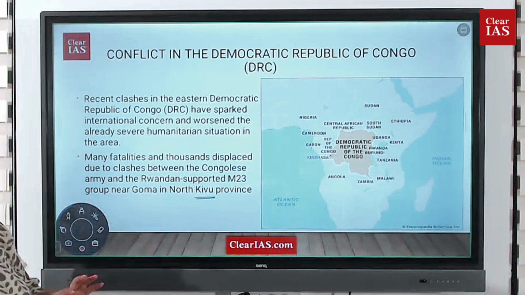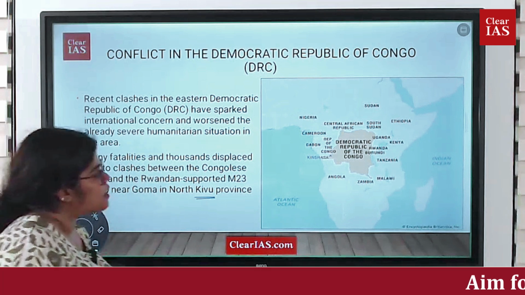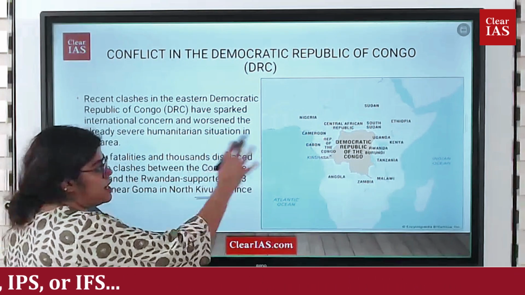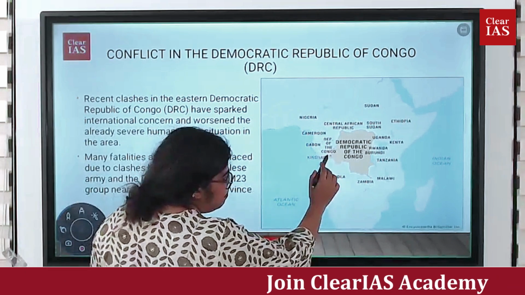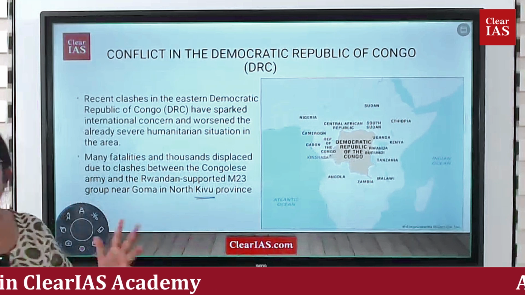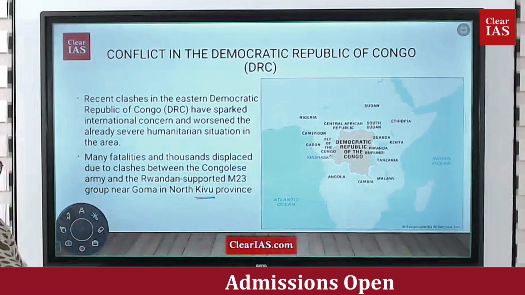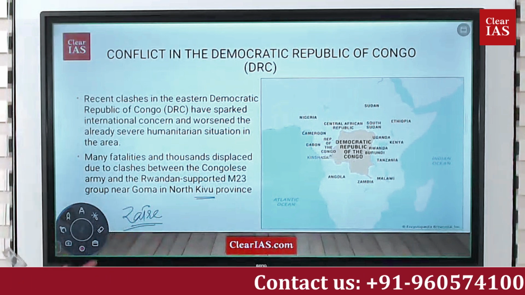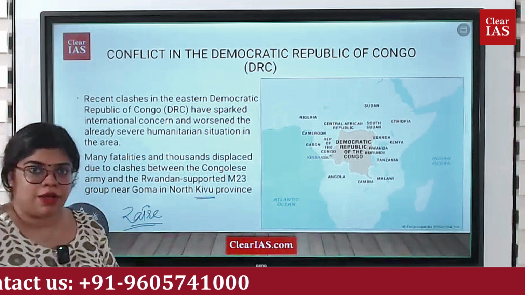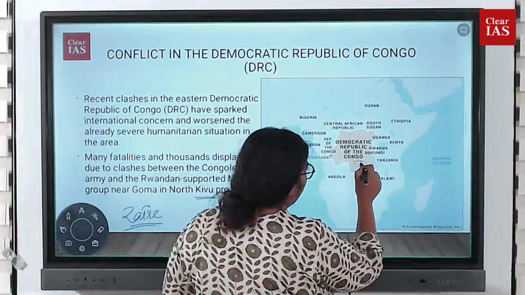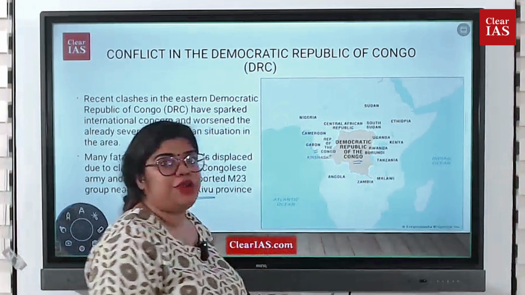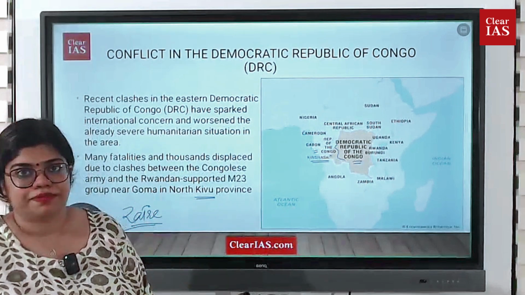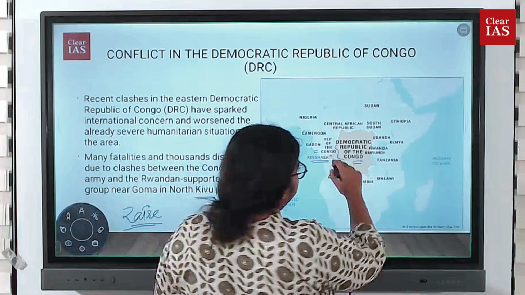Fine. When we see the location of this particular region, you can see that it is in the middle of Africa. The Republic of Congo and the Democratic Republic of Congo are two different countries now. Earlier, it was a single country called Zaire, and this got split and is now two different countries because of the civil war. Now it is the Democratic Republic of Congo and the Republic of Congo. The capital of this DRC is Kinshasa.